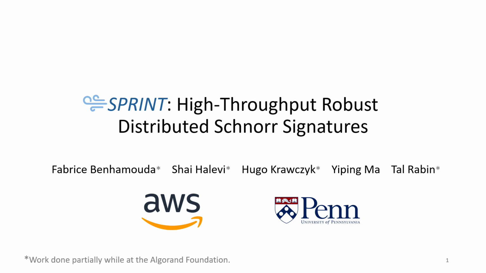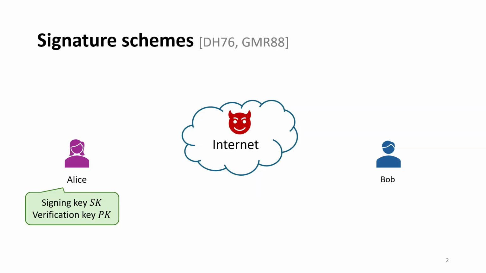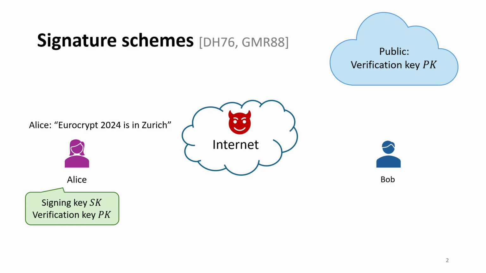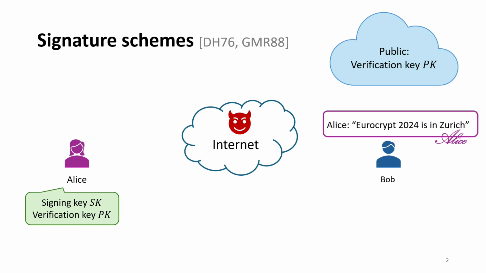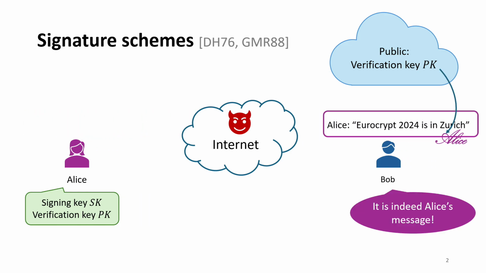So to begin, let's do a quick warm-up on signature schemes. Here we have a signer who generates a pair of secret key and public key. SK is the signing key and PK is the verification key, and the verification key is made public. Then if Alice wants to send a message, she computes the signature using the SK and attaches it to the message. Whoever receives this message can use PK to check that it is indeed Alice's message.